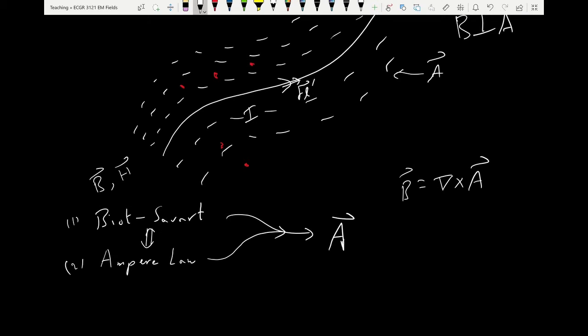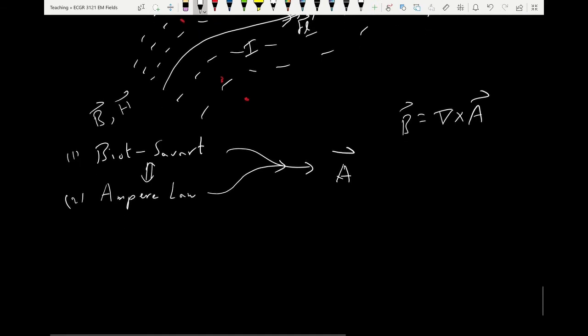I want to now start with the Ampere law and get an expression for A and show you that the two expressions for A are equivalent. And this will verify the equivalency between the Biot-Savart law and Ampere's law. So let's start with Ampere's law.